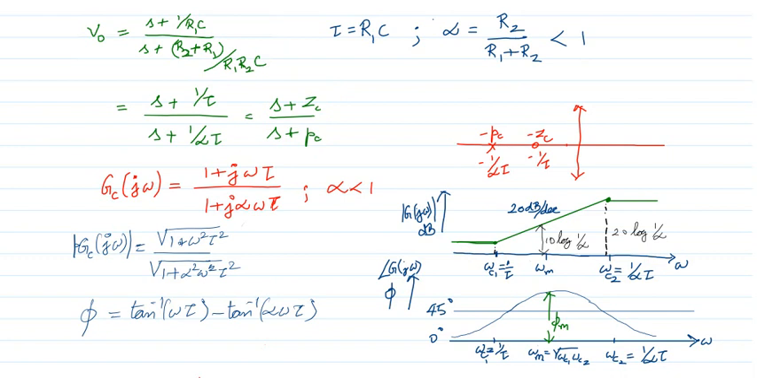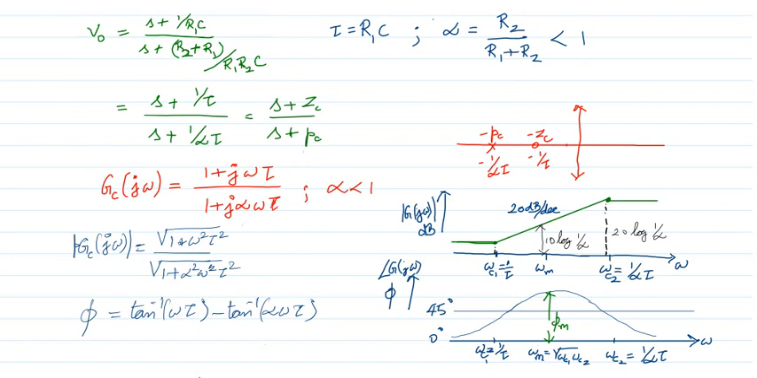What is the corner frequency? ZC is a corner frequency, PC is a corner frequency. What is ZC? 1 by tau. What is PC? 1 by alpha tau. Which is the smaller value? Since this is very close to the imaginary axis, ZC is smaller when compared with PC. So the numerator will work first, then the denominator will work. The numerator will work after ZC.